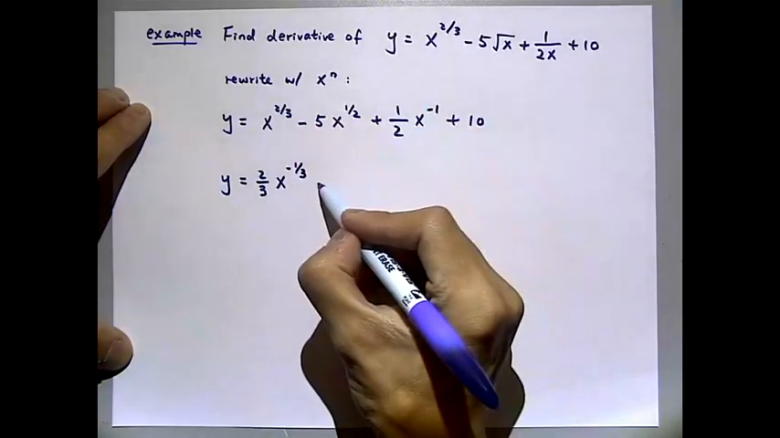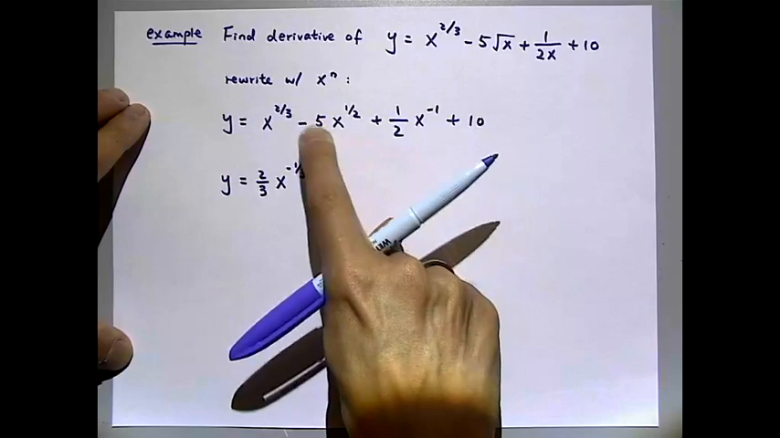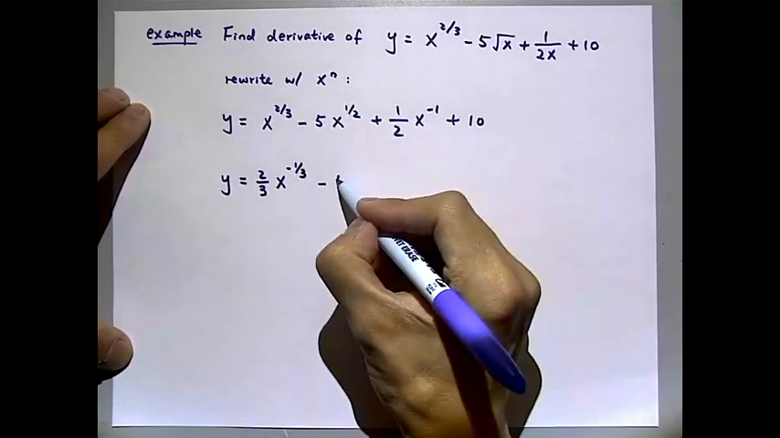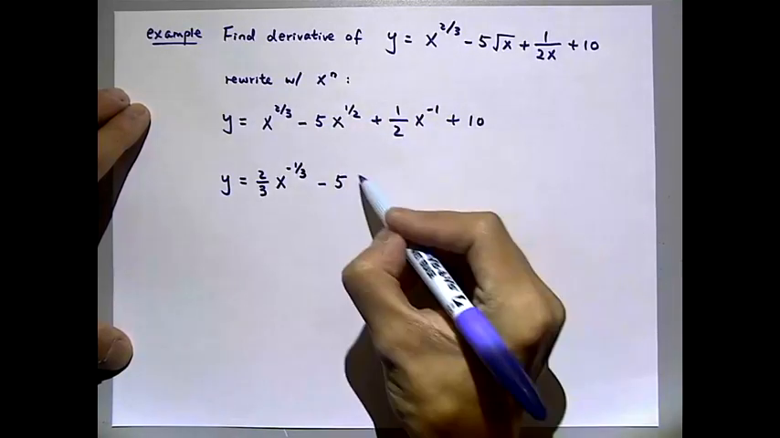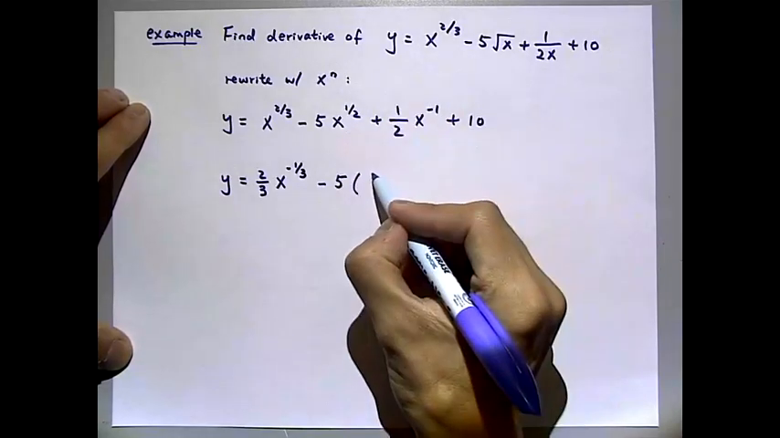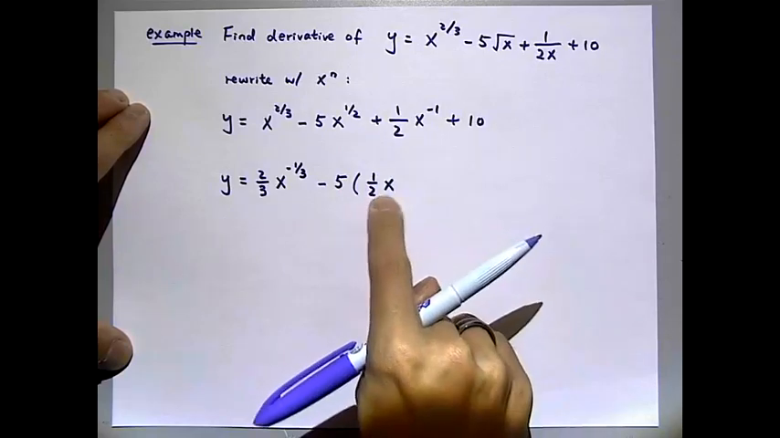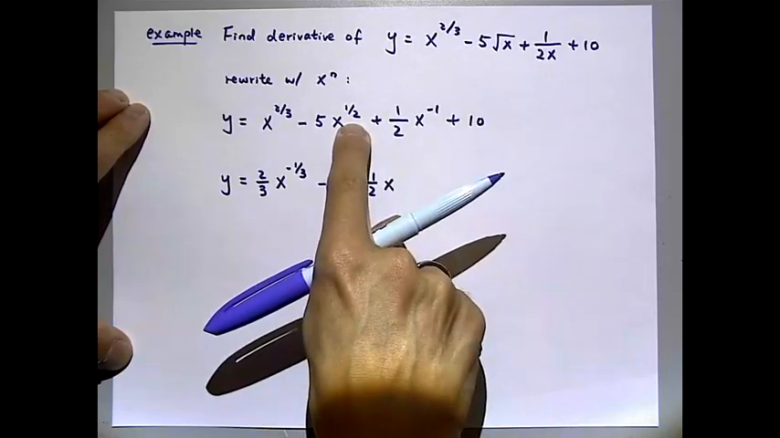Minus, this is a constant times x to the n. That constant does not participate, so 5 stays put. We take the derivative of x to the n part, 1/2, bring the old power to the front, keep the x, reduce the power by 1.